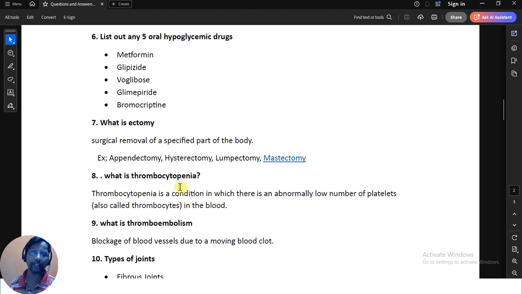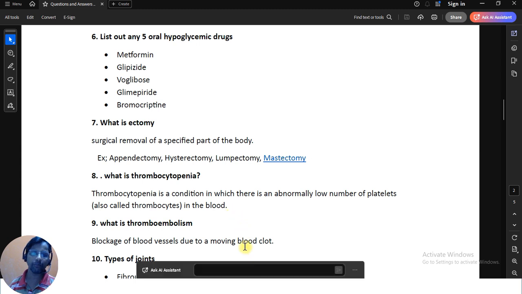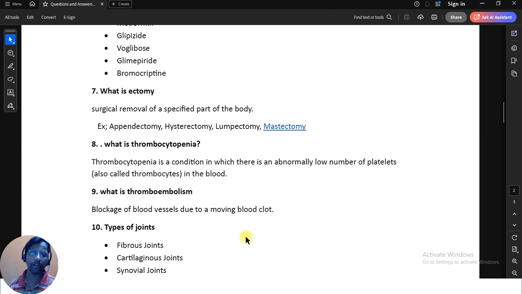What is thrombocytopenia? Thrombocytopenia is a condition in which there is an abnormally low number of platelets. Another name for platelets is thrombocytes in the blood. So a low number of thrombocytes is called thrombocytopenia. What is thromboembolism? Blockage of blood vessels due to a moving blood clot.